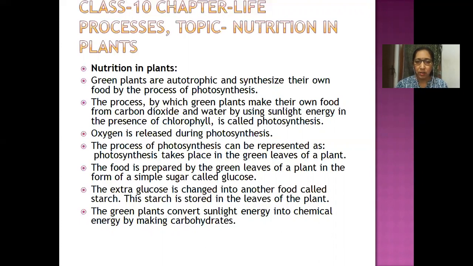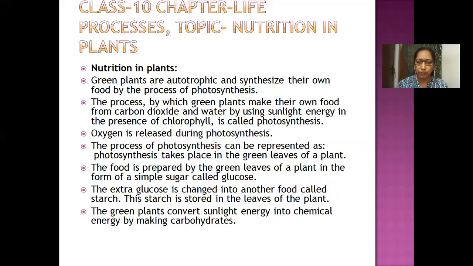Today, we are dealing with autotrophic mode of nutrition in plants. The plants are also defined as the producers because of the photosynthesis process, and with this, they are supplying the food for all other organisms, including the non-green plants.